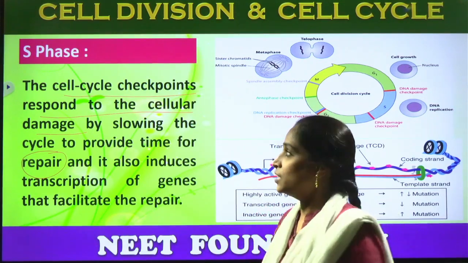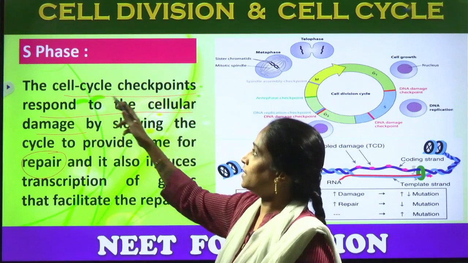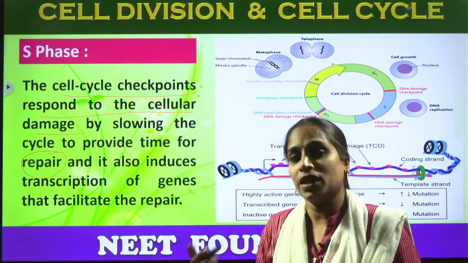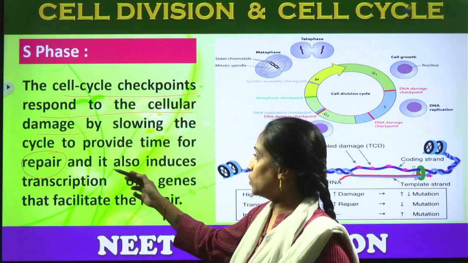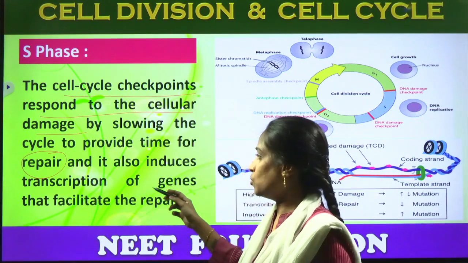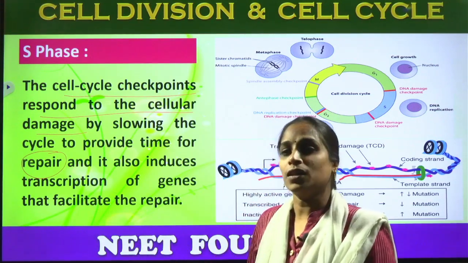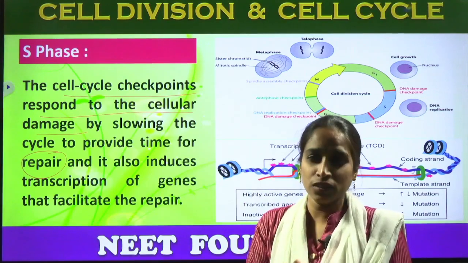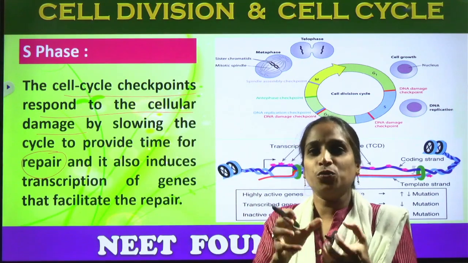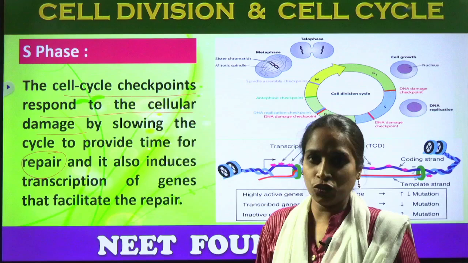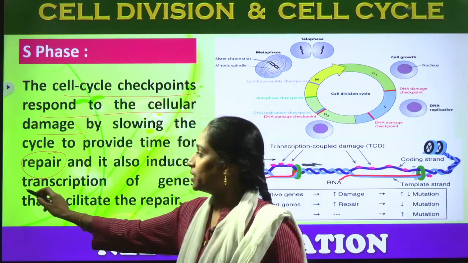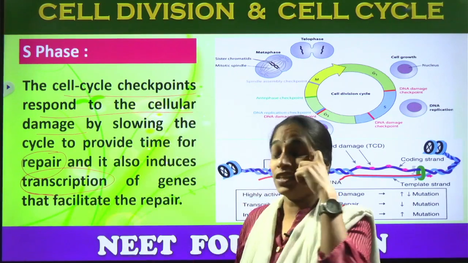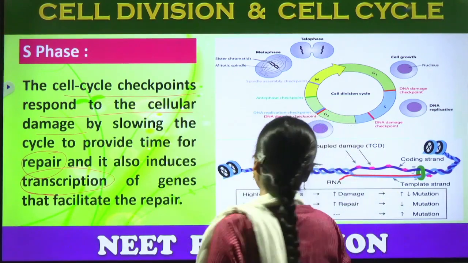In the same way, in the S phase the cell cycle checkpoints respond to cellular damage and take some time for repairing it, and it also induces the transcription of genes that facilitate the repair. So whatever factors are responsible for repairing that, what is the medicine for curing that kind of damage? That treatment is done by the transcription of genes that facilitate the repairing process.